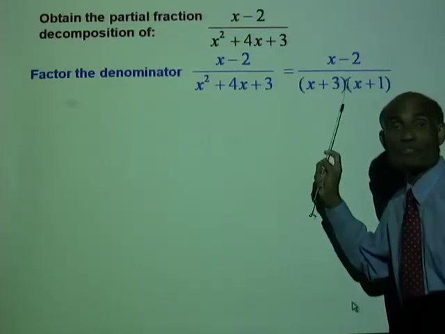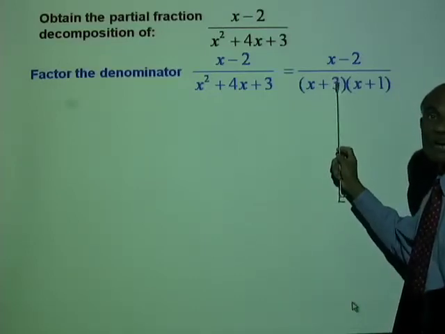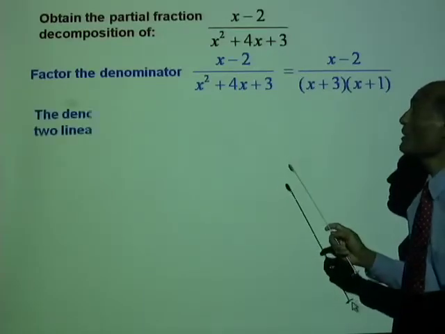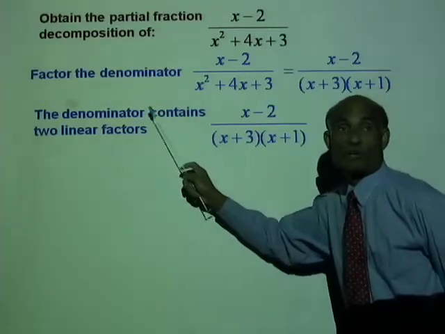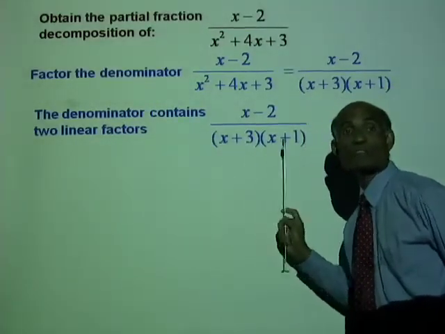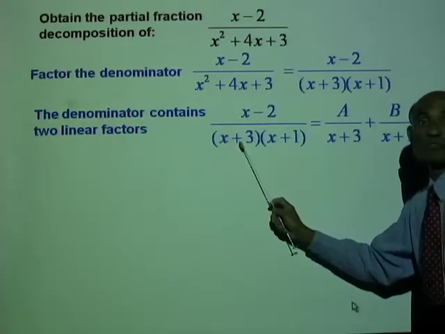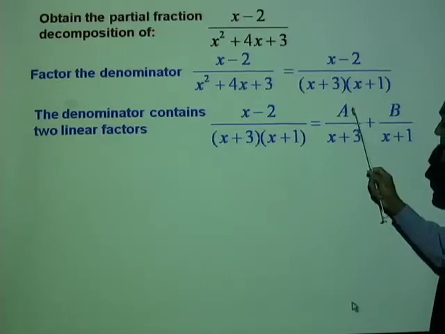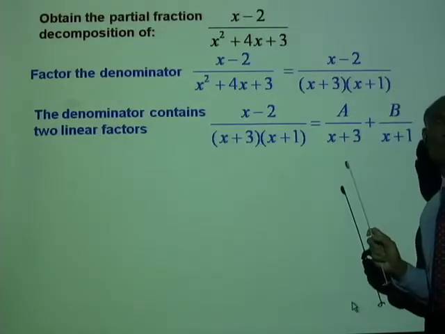Now, how do you write this in order to break it down into partial fractions? You must write this as a over x plus 3 plus b over x plus 1. So, because the denominator contains two linear factors, we write it as x minus 2 over x plus 3 times x plus 1 equal to a over x plus 3 plus b over x plus 1.